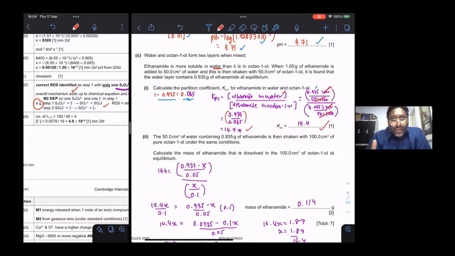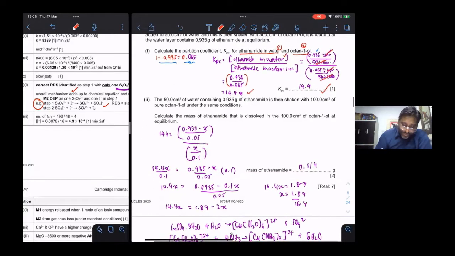The trick over here: sometimes students will ask, how do we know whether it is ethanamide in octan-1-ol divided by ethanamide in water, or like what I did over here? In this case, you just look straight away from the question itself. They say ethanamide in water and octan-1-ol, so water comes first, divided by octan-1-ol. You can use it as a way to give you an indication of what divided by what. That is important.